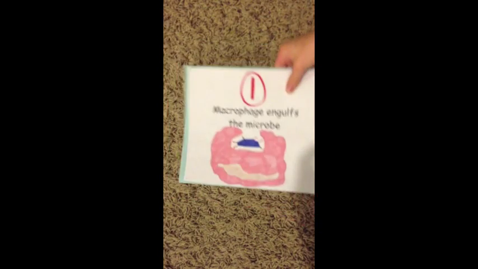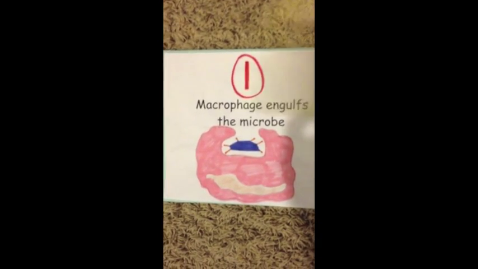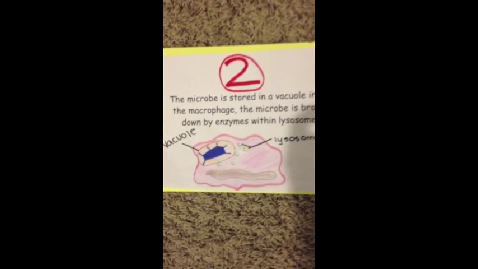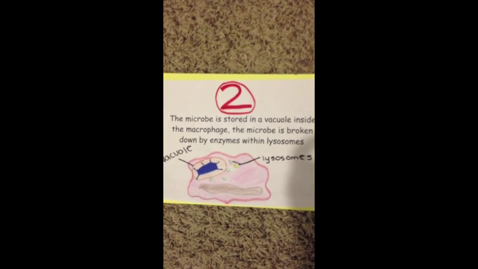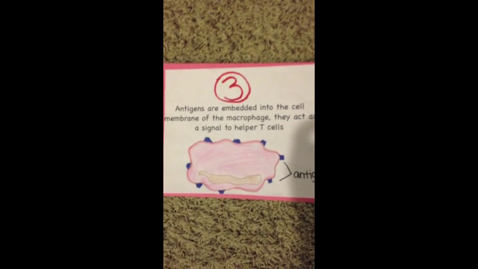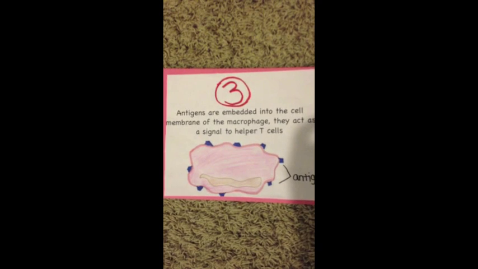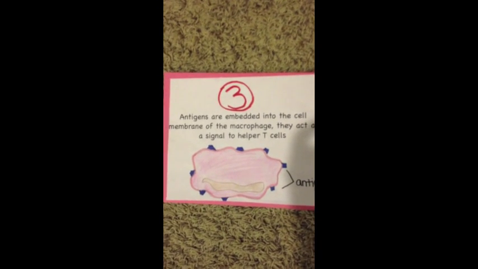Phagocytosis occurs when a microbe is engulfed by the macrophage into a vacuole. Then, the microbe is broken down by enzymes within lysosomes, and then the waste is excreted. However, the antigens are embedded into the cell membrane of the macrophage. They act as a signal to helper T cells, alerting them that there's a pathogen in the body.